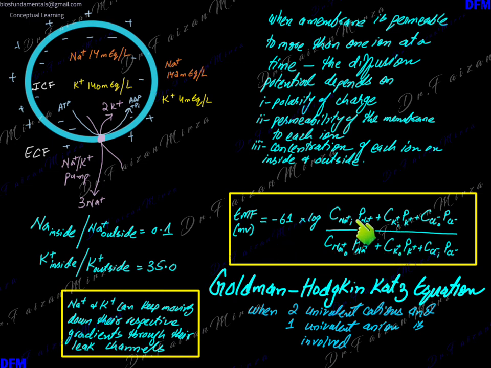This equation is the basis of how our neurons work, how our muscles can contract, and how the electrical changes can occur during impulse transmission and during muscle contraction.